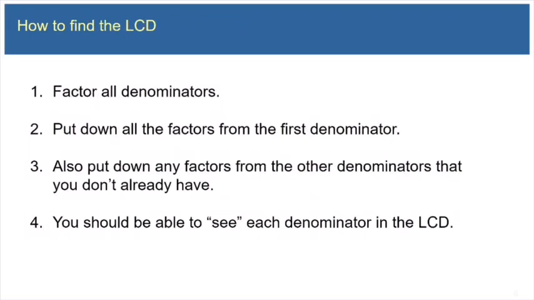Now, here is the process for finding the LCD. The first thing you'll need to do is make sure that all the denominators are in their factored form. You won't really be able to do anything helpful until all the denominators are fully factored. Then you're going to kind of make a list. You're going to put down all the factors from the first denominator, and then as you look at the other denominators, put down any factors from the other denominators that you don't already have accounted for.